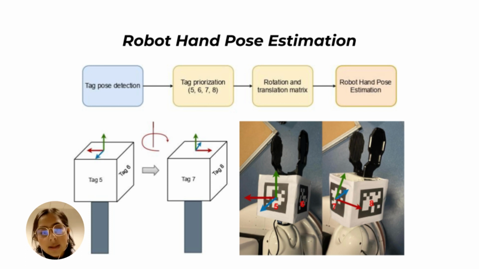On the other hand, the algorithm makes a tag prioritization. So if tag 5 is detected, and tag 6 is also detected, the algorithm will prioritize the tag 5 detection because it's the smallest ID.